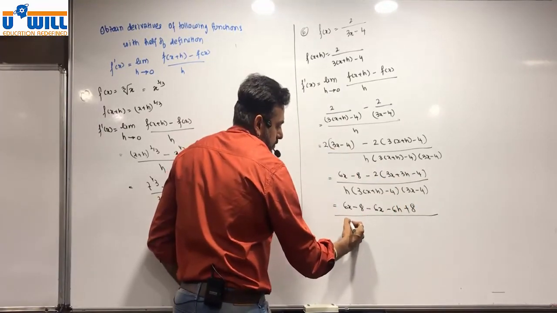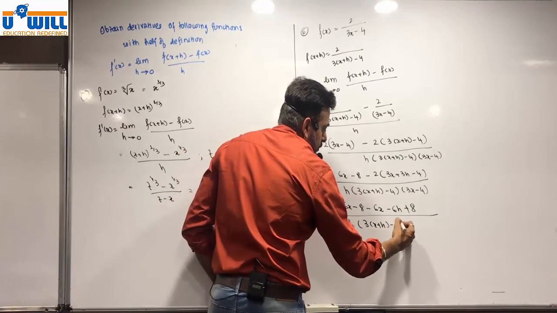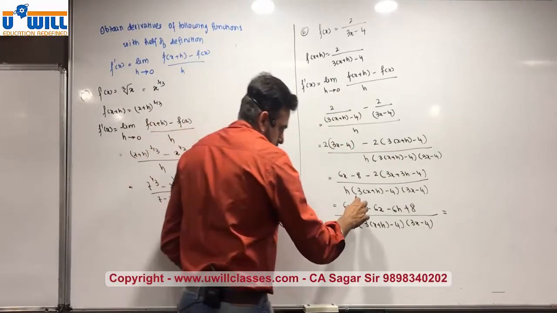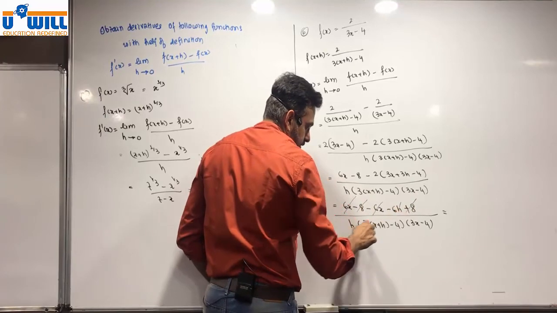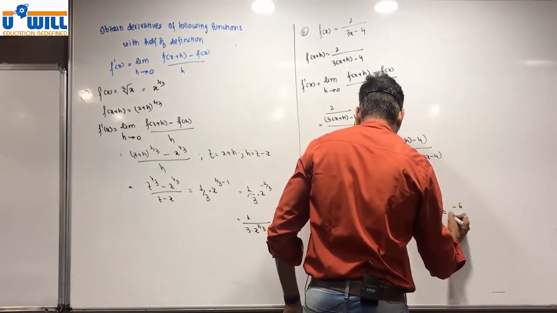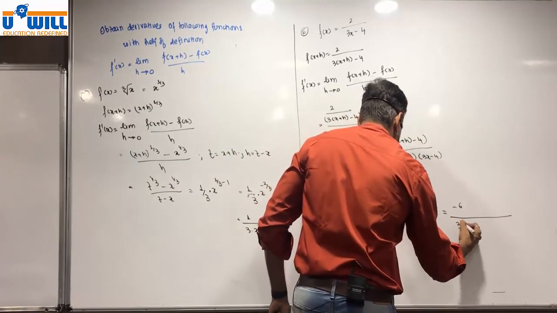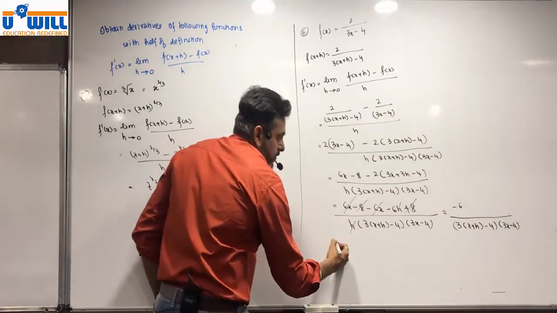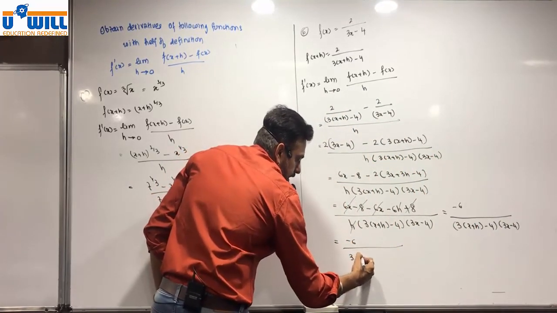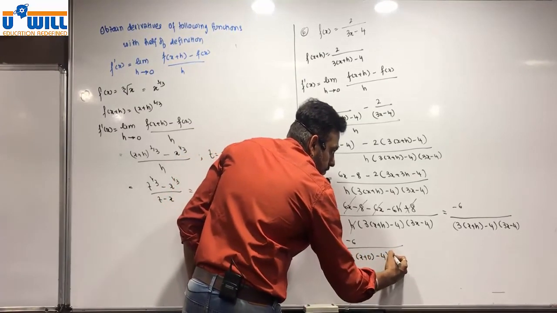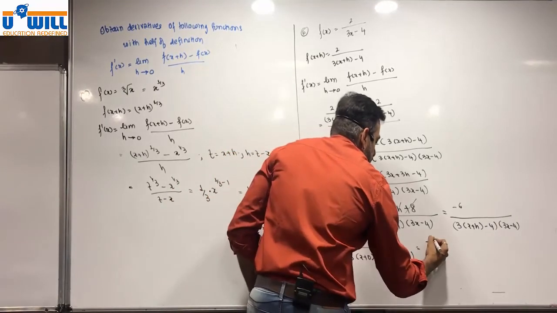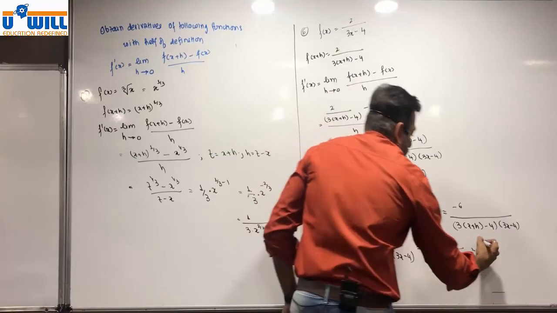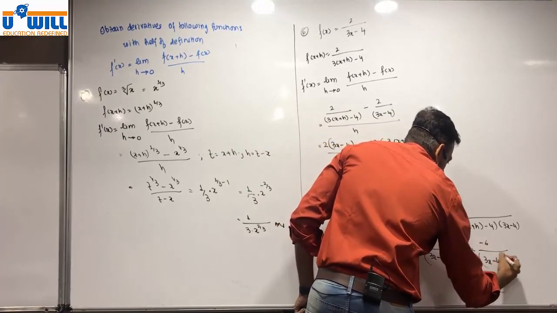plus 8 upon h (3(x plus h) minus 4)(3x minus 4), which is equal to, now cancel h cancel, so minus 6 upon (3(x plus h) minus 4) into (3x minus 4), which is equal to minus 6 upon (3x plus 0 minus 4)(3x minus 4), which is equal to minus 6 upon (3x minus 4)(3x minus 4), which is equal to minus 6 upon (3x minus 4) the whole square.